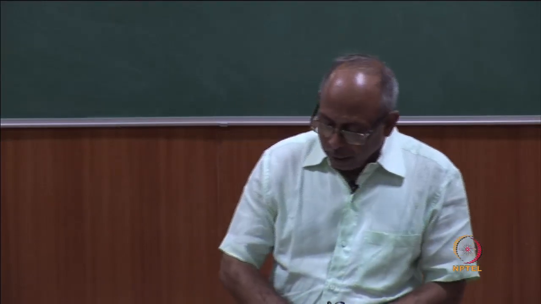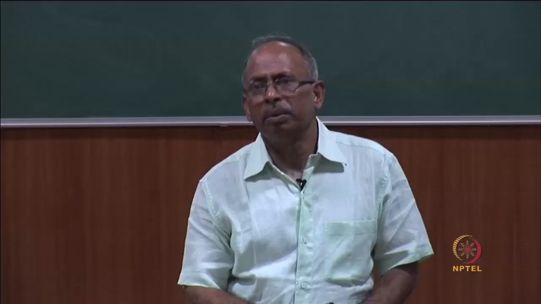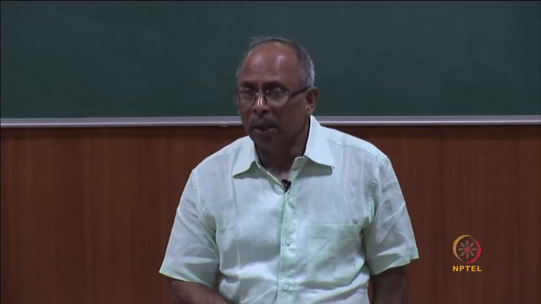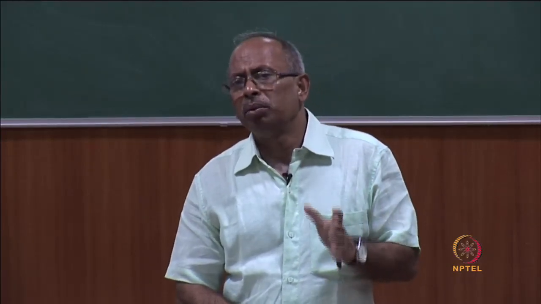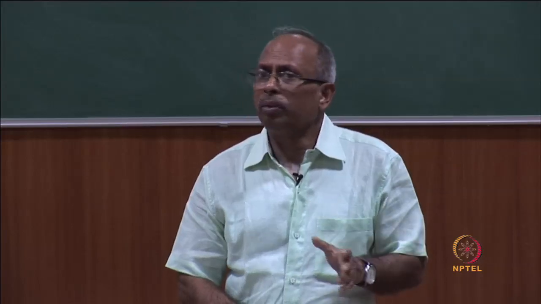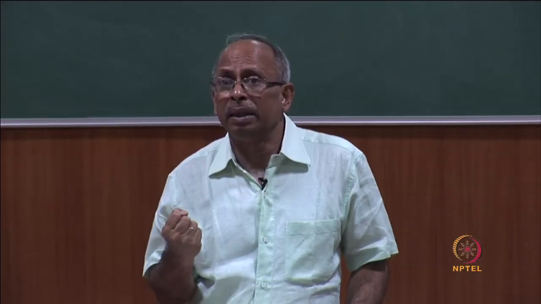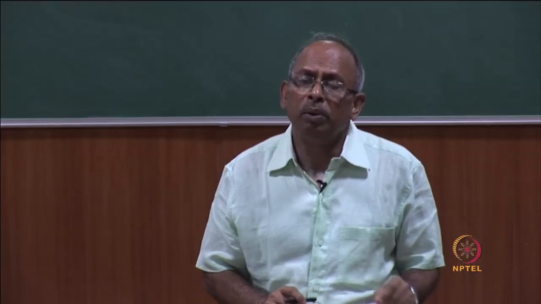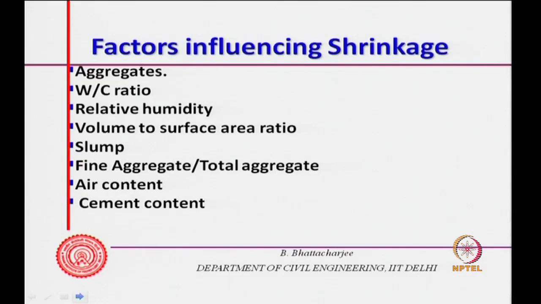Next class we will look into factors which affect the shrinkage: aggregate, water cement ratio, relative humidity, volume to surface area ratio, slump, fine aggregate, total aggregate, air content and cement content. The amount of shrinkage due to carbonation is relatively less, so we will not discuss much about it, but drying shrinkage really can cause problems. Carbonation shrinkage does not really cause serious problems. The surface concrete might shrink and it may cause cracking, but very rarely, this is not usually seen. Carbonation has other issues. We will look into this, but drying shrinkage and what factors affect it, we will discuss in detail in the next class.